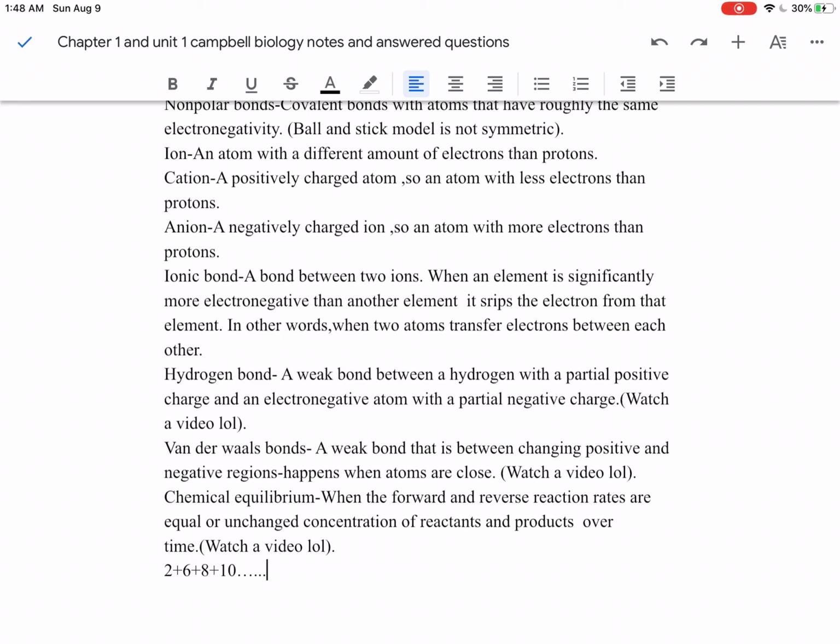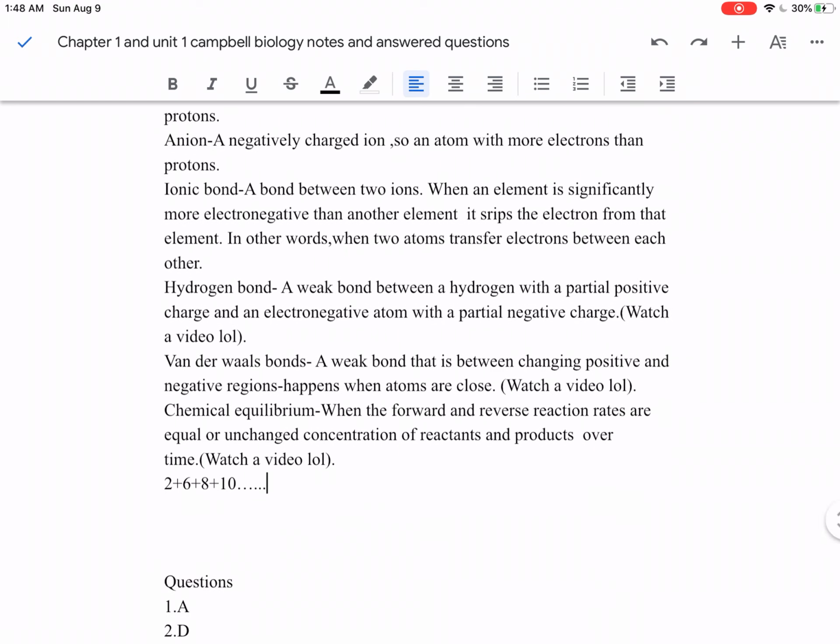Now, van der Waals interactions are basically weak bonds that happen between atoms with transiently changing charges. So basically, bonds that happen with atoms that are close. I do recommend you go on Khan Academy and watch a video on this, because this type of bond is not really explained that well in Campbell's, and I understand that because it's a biology textbook, so it's not meant for chemistry.